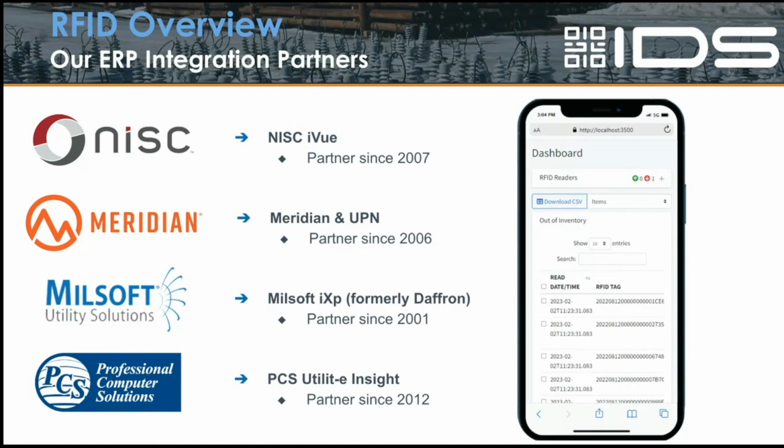and that's for a specific reason. For those of you that are using NISC or a Meridian, the Meridian product, or the UPN, the old Southeast Data product, or the old IXP, formerly Dafron, which is now Millsoft, or anybody in the Midwest who's using PCS, our application suite of MOBILETrak, the fundamental approach to that is that we are integrated with these ERP providers.